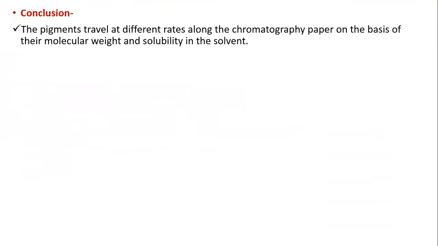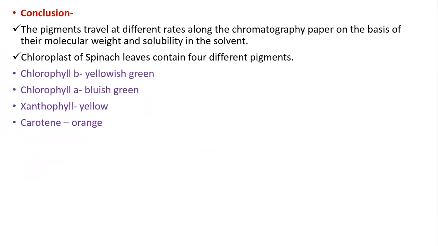So let's see what you will write in the conclusion for this spot. You will say the pigments travel at different rates along the chromatographic paper on the basis of their molecular weight and solubility in the solvent. Chloroplast of spinach leaves contains four different pigments: chlorophyll B, yellowish green; chlorophyll A, bluish green; xanthophyll, yellow; and carotene, orange. This is how the pigments get separated.